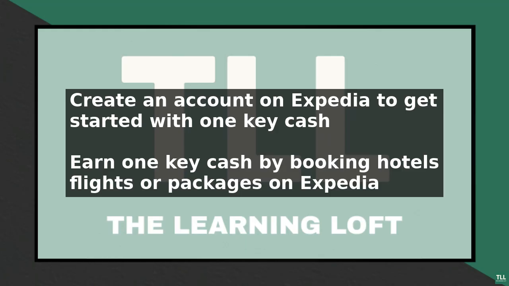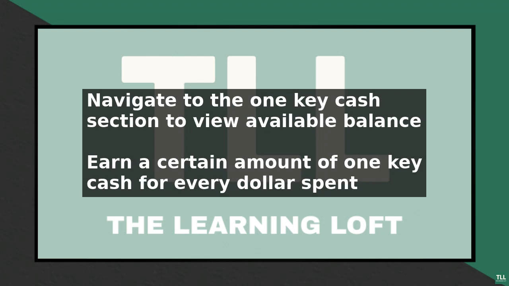Once you are logged in, navigate to the OneKey Cash section of your account. Here you will see your available OneKey Cash balance. You can earn OneKey Cash by booking hotels, flights, or packages on Expedia. For every dollar you spend, you earn a certain amount of OneKey Cash.